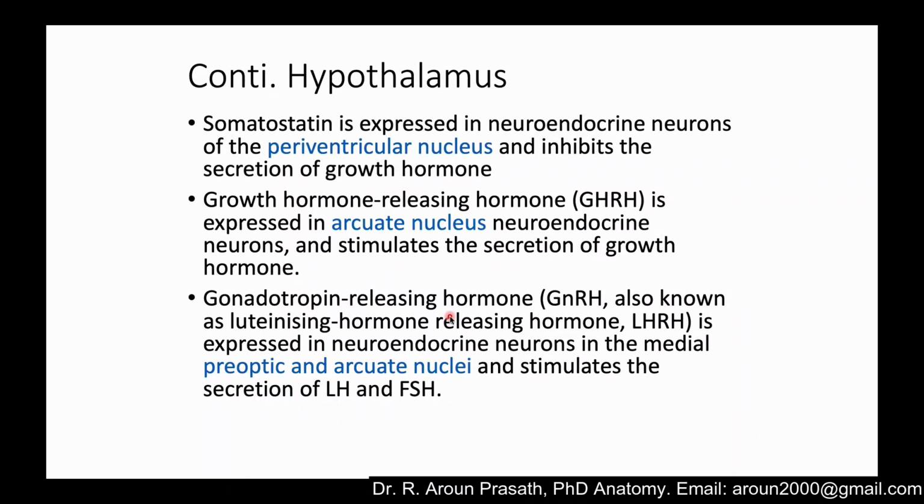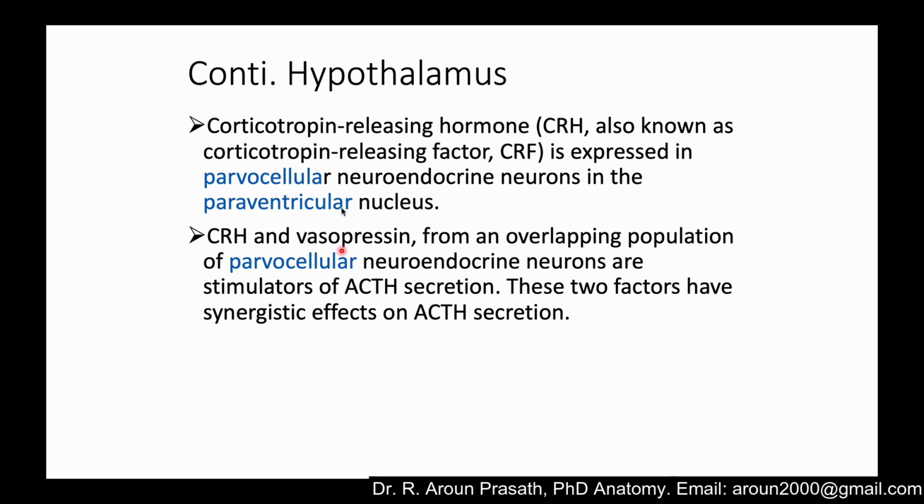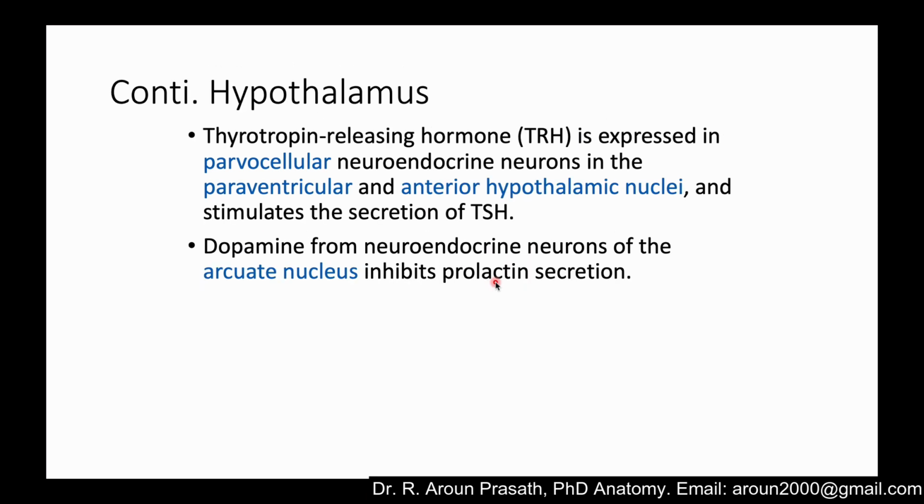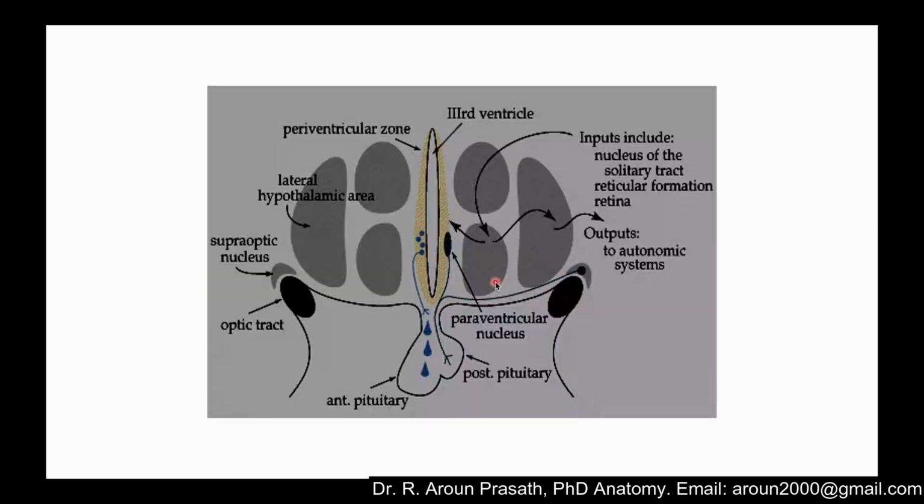Okay, so somatostatin is produced in the periventricular nucleus. Growth hormone releasing hormone is released in the arcuate nucleus of the hypothalamus. Then gonadotrophin releasing hormone is produced in the preoptic and arcuate nucleus. Then corticotrophin releasing hormone is produced in the parvocellular and paraventricular nucleus. Then CRH and vasopressin are produced in the parvocellular nucleus. So we have to know the different types of nuclei in the hypothalamus.